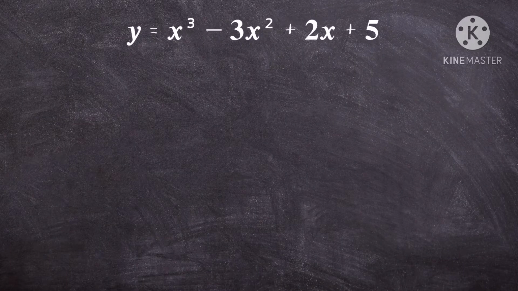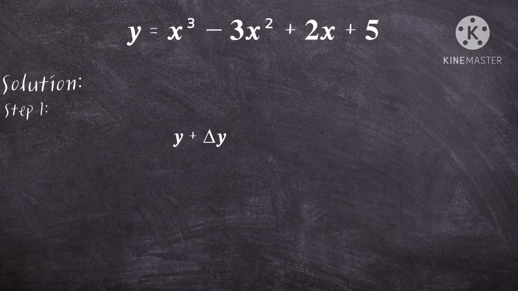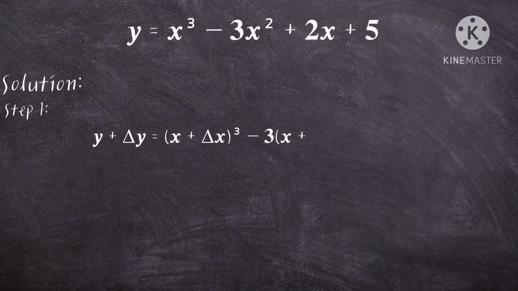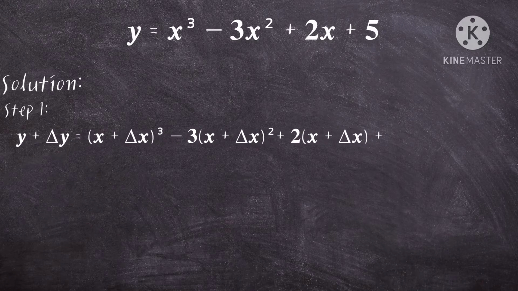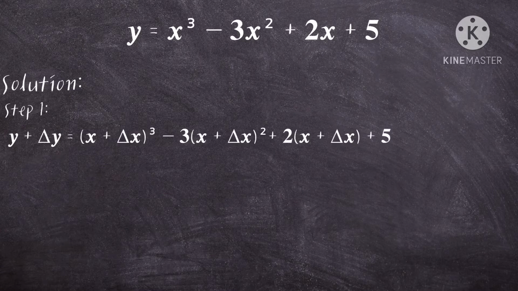Derive the function using steps 1 to 4. These are the steps to determine the derivative of the function. In step 1, we will replace x by x plus delta x and y by y plus delta y. Here we have y equals x cubed minus 3x squared plus 2x plus 5 as the function. We need to replace x by x plus delta x and y by y plus delta y.